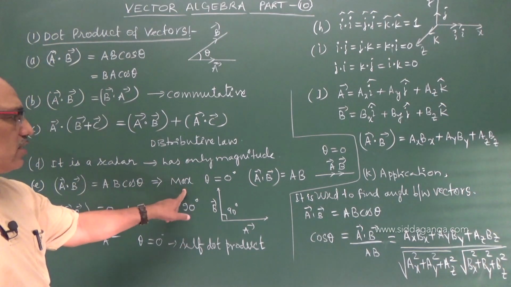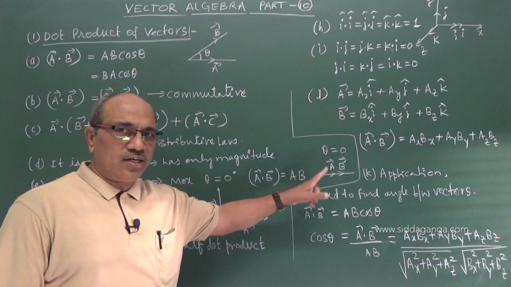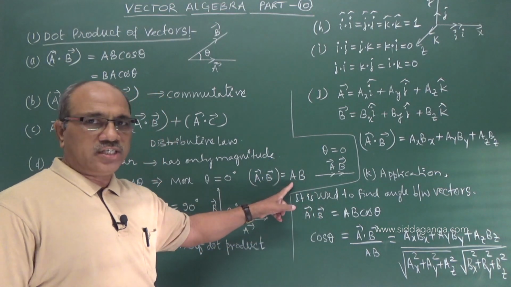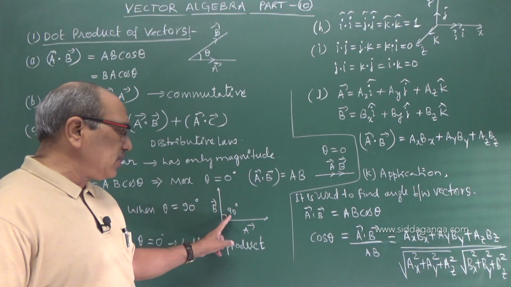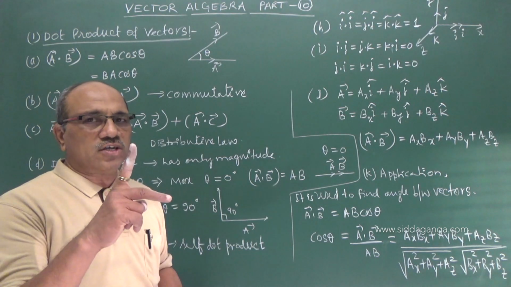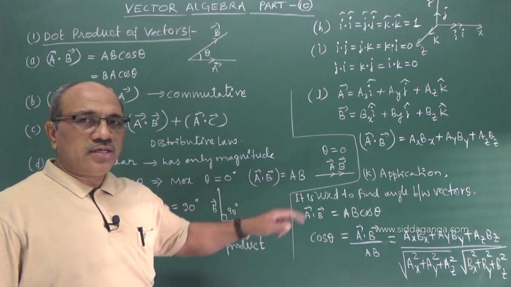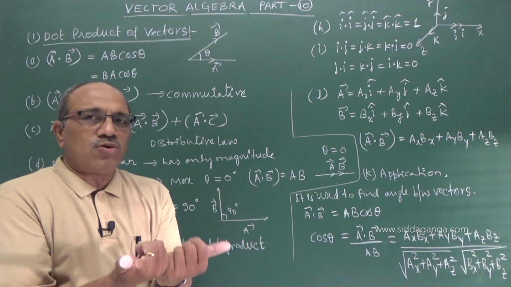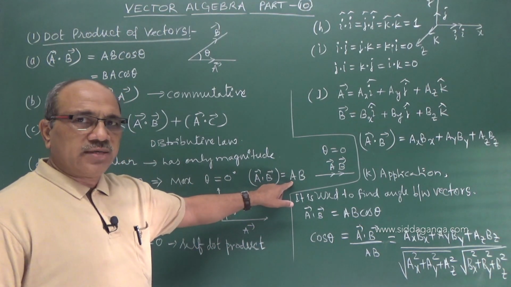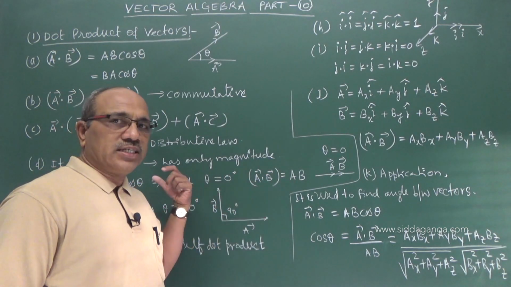It takes its maximum value when theta is 0, when the two vectors are parallel to each other, and that becomes AB. When the angle is 90 degrees, it becomes 0 because cos 90 is 0, so for orthogonal vectors it is 0. If they act in opposite directions, cos 180 gives minus AB. So it can take a maximum value of AB and a minimum of minus AB.